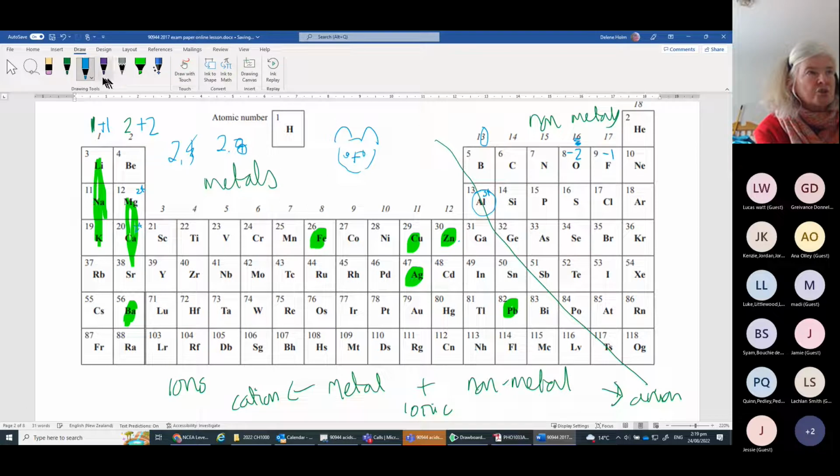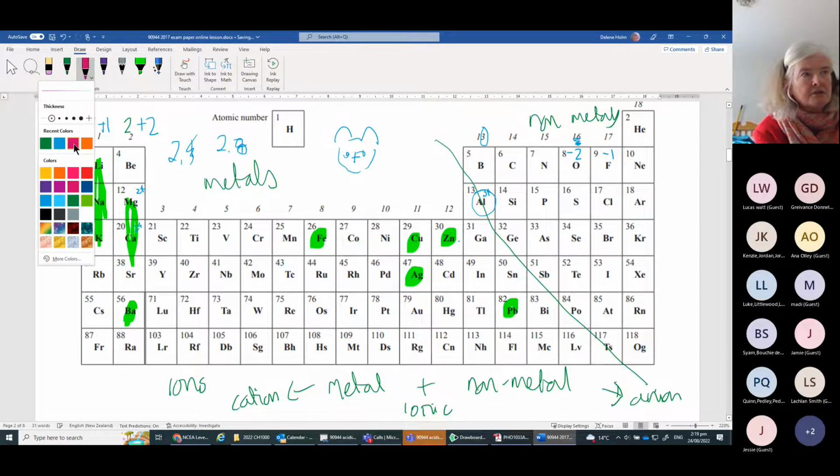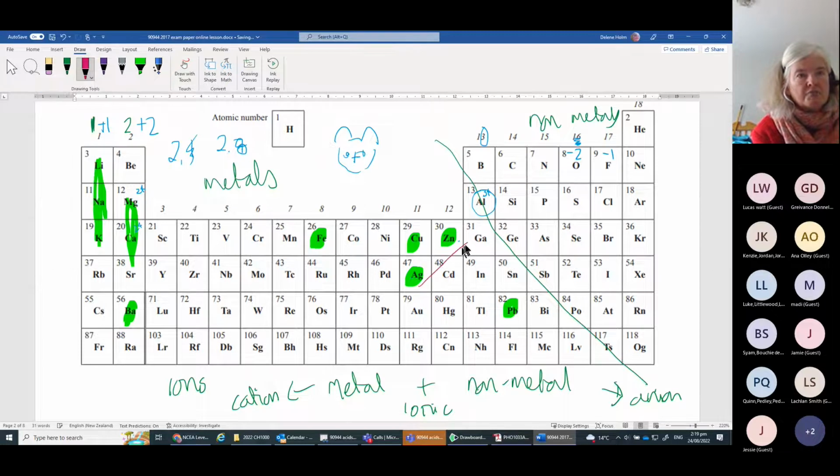If you wanted a shorthand method though, if I just change a color to something different, you can remember these fairly easily if you've got the periodic table, and you can go, this one's 1, that one's 2, and that one is 3. And you know it's 3 because of that. So it's sort of like a diagonal.